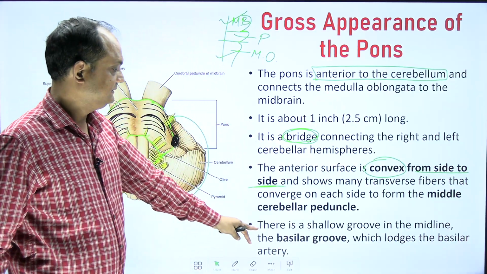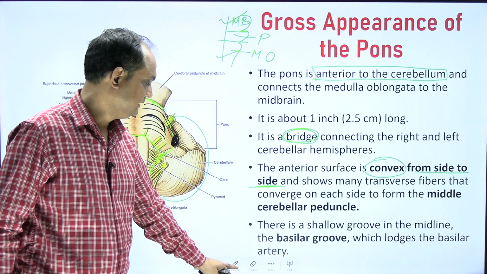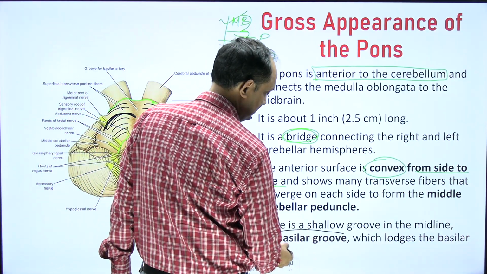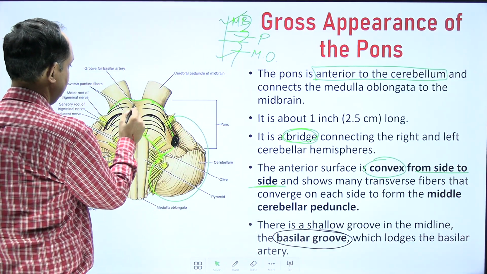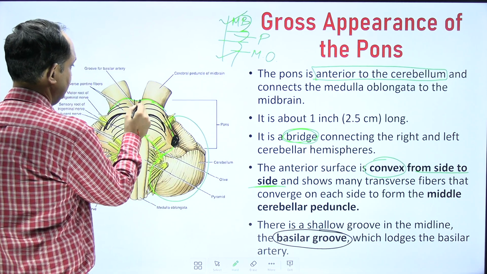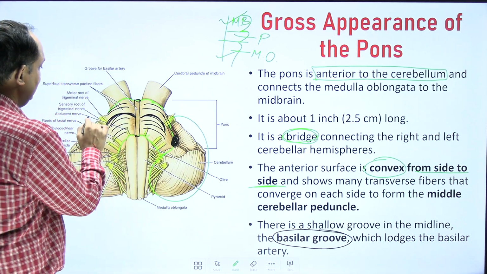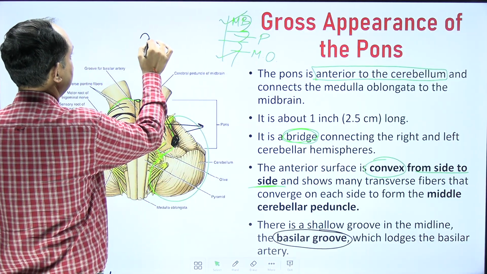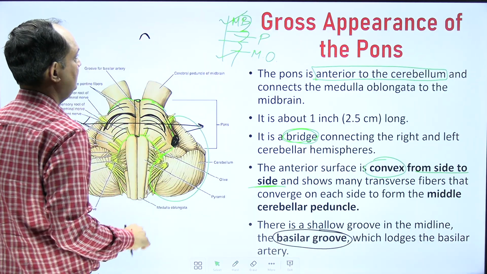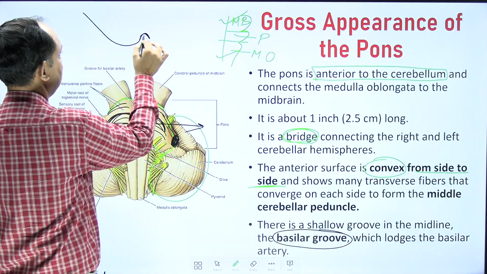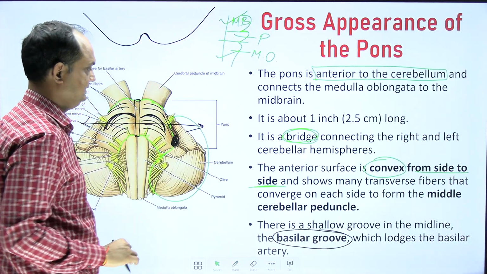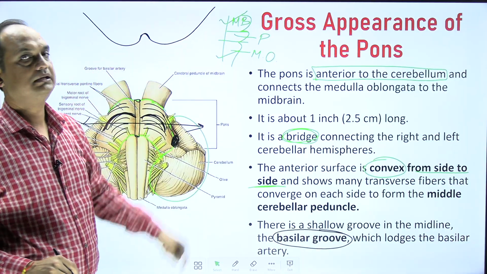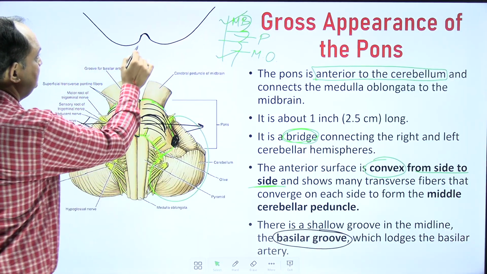Another important thing is that its anterior surface has a shallow groove in the midline, and that groove is known as the basilar groove. So where is the basilar groove? Now this is the basilar groove. Clear? So if I am taking a section of the pons, first in the center I have to draw the basilar groove, and on the sides of the basilar groove I will draw the two convexities, which are here.